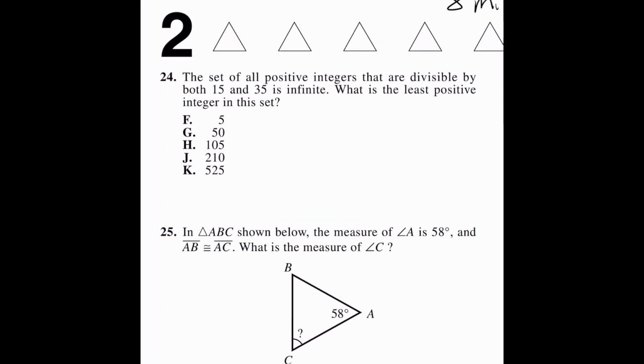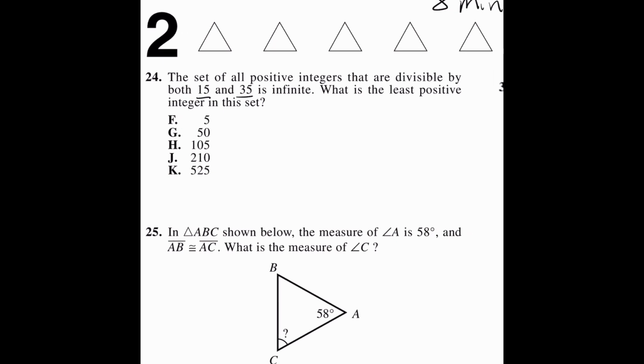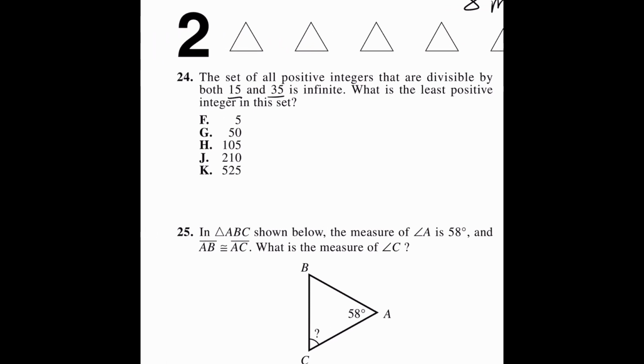A set of all positive integers that are divisible by both 15 and 35 is infinite. What is the least positive integer in this set? So basically this problem is asking what number is divisible both by 15 and 35 and is the lowest number. To start off, this could kind of give you a headache if they didn't already give you the answers over here.